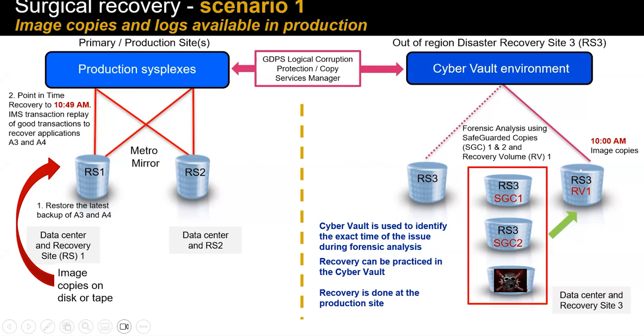So once you've done the work in Cyber Vault to do the data validation, find the error, do the forensic analysis, determine the time, determine you have good image copies. I've done all of that in the Cyber Vault environment. Now I go back to production and just do my normal recovery process, right, to 10:49. I don't need the Cyber Vault to actually do the recovery. The advantage of Cyber Vault in this scenario is I had a place to play, a place to practice, a place to analyze without impacting my production system. So this one is the very simplest scenario because the end result is I'm just doing my normal point-in-time recovery.